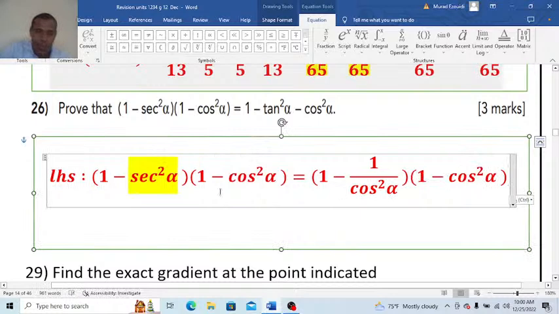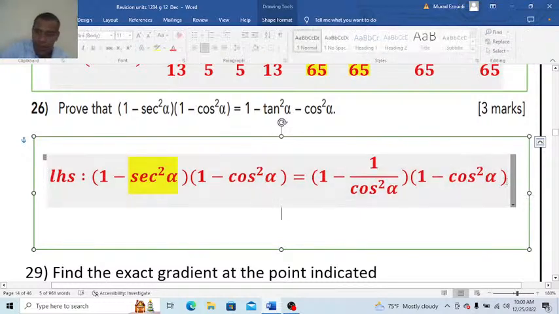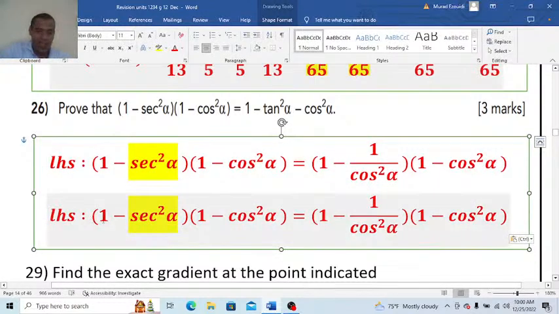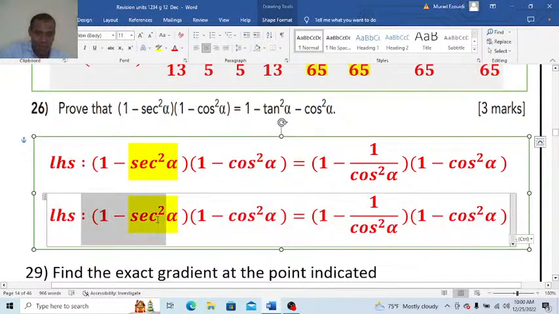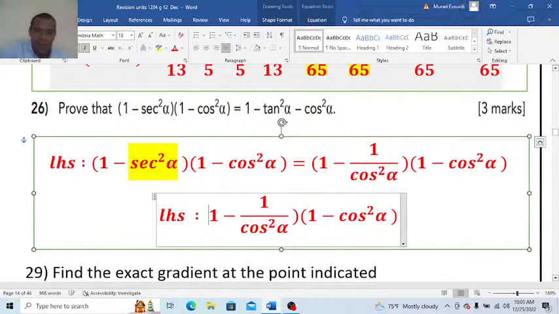Therefore, learners, I'll just copy this again and I will proceed proving this. Therefore, learners, here the left hand side is equal to, I will erase this one, no need now. Okay, this one, learners, is 1 minus, this is the brackets.